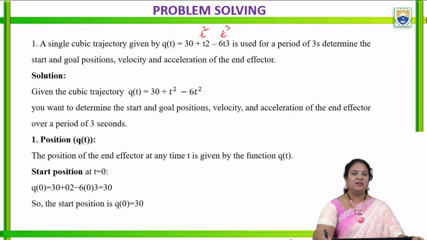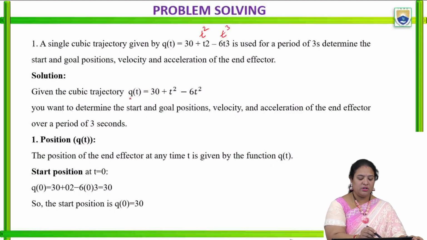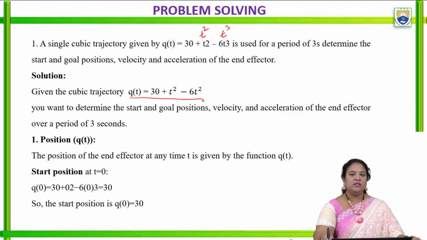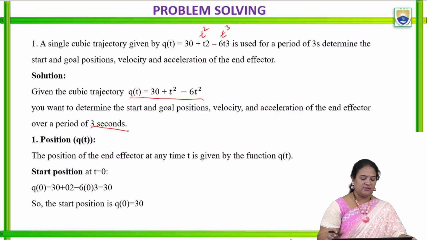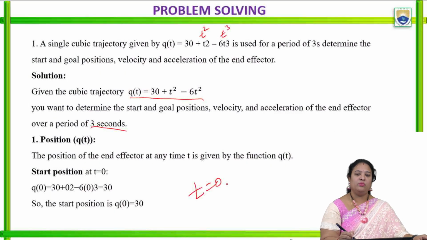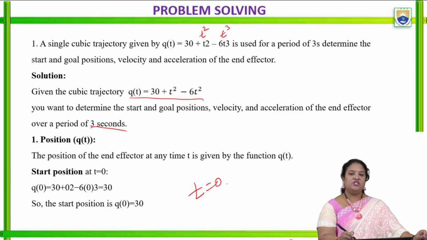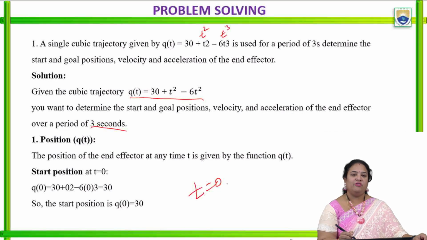So what is the given cubic trajectory? It is nothing but q(t) = 30 + t² - 6t³, right? We need to determine the start and the goal position, and the velocity and acceleration at the end effector over a period of 3 seconds. So initially at the starting position, we all know t will be equal to 0.